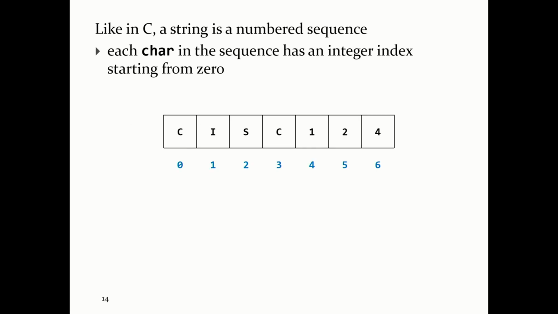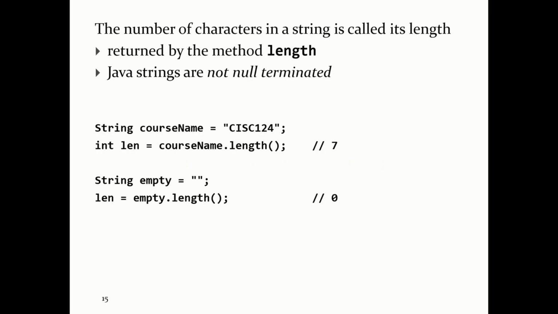All right, so a string is just a numbered sequence. You know that a string in C is just a char array. So you can think of a Java string as being the same thing. It's just that you can't access the elements in the same way. So the strings CISC124 or CMPE212 would be strings of length 7. Index 0 is the first, index 6 is the last. The number of characters in a string is called its length.